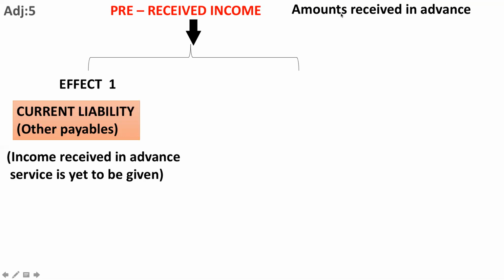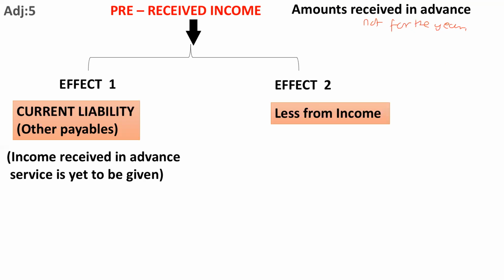Effect number 2, I have received this money in advance. It is not the income for the year. It is the income for the next year or next to next year. So the next effect is I would deduct it from the income as it is not the income for the year.